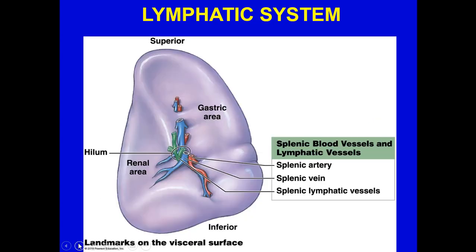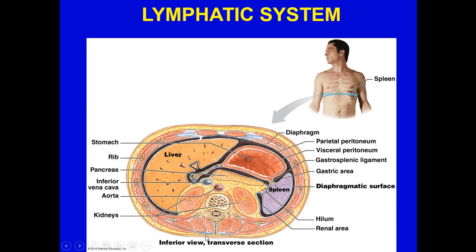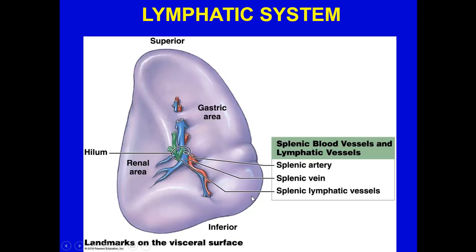Now, if you move from here to here, this is where the hilum would be. Superior, inferior, this is the renal indentation, and this is the indentation due to the gastric area. So the stomach would be up over here, and the kidney would be up over here. If you go back here, here is where our kidney is. Here is where the stomach is. And so the spleen has to conform to some of the shaping around these organs. As a result, you also have in the hilum the splenic artery, vein, and splenic lymphatic vessels coming in.